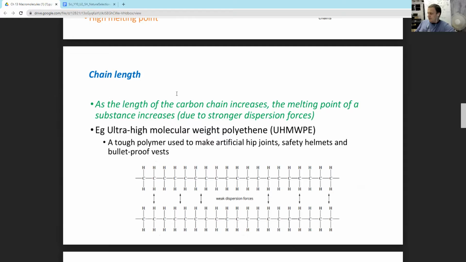So again, if you all have a think for 60 seconds, why would adding to the carbon chain increase the melting point, increase the strength of the plastic to the point where we can use plastic to create bulletproof vests? So why would adding carbon atoms increase the strength of the plastic?